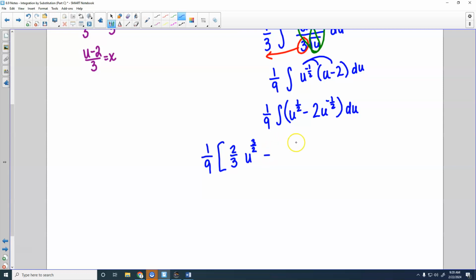And then over here, I'm going to get U to the 1/2. And I'll be doing 2 divided by 1/2. What is 2 divided by 1/2? It's 4. And then the C can go on the inside or outside. Doesn't matter. It's easier if you just leave it on the outside.